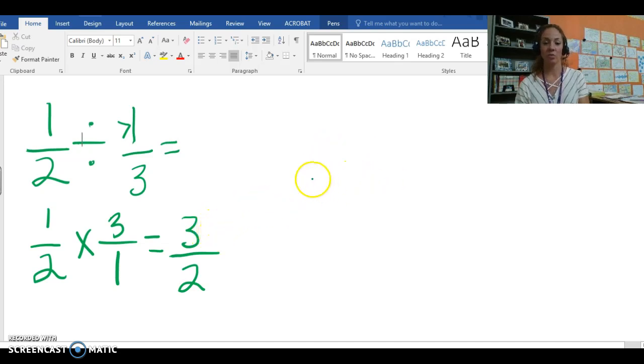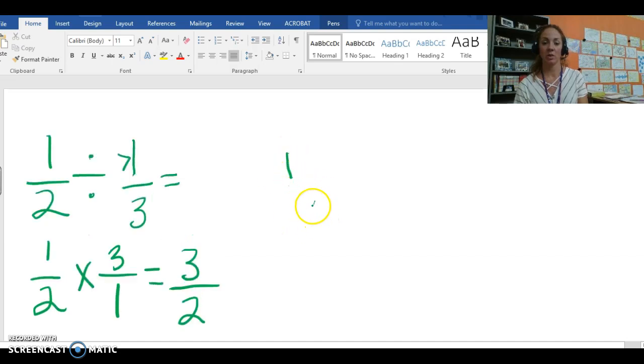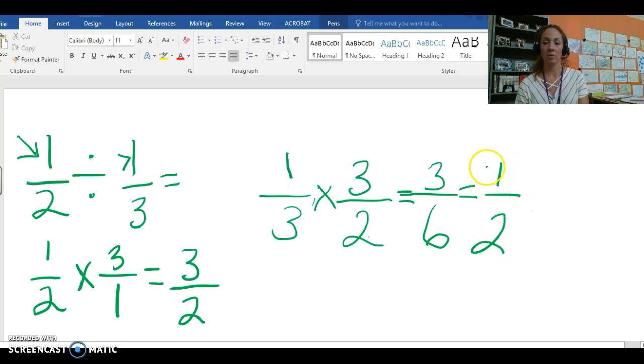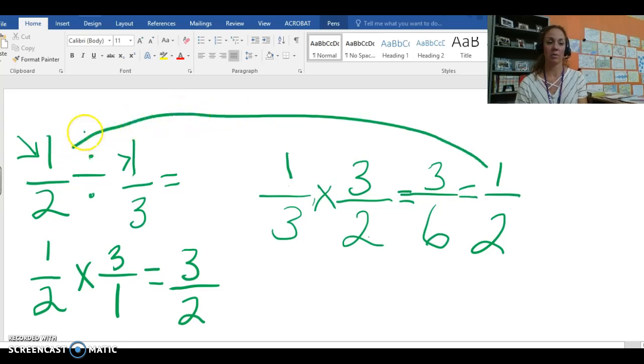So now, to check our work and make sure that we did it correctly, we need to multiply 1/3 times 3/2. And if we did our work right, our answer will be 1/2. So let's see. 1 times 3 equals 3. 3 times 2 equals 6. Put that dividing line in there. And then we need to simplify. We can divide both the numerator and the denominator by 3, and we wind up with 1/2. So it looks like we did our work correctly again.